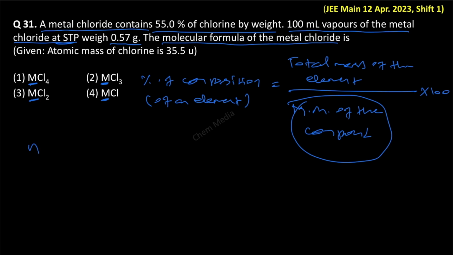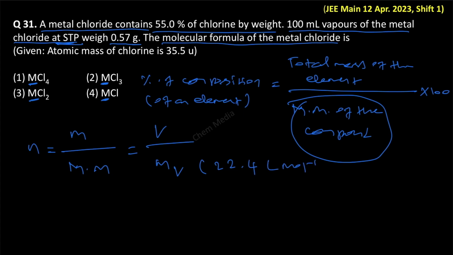And we also know that number of moles is equal to mass divided by molar mass, which is equal to volume divided by molar volume, because STP condition is mentioned in this problem. Therefore, we can take the molar volume as 22.4 liter per mole. You can also take 22.71 liter per mole. The final answer won't change.